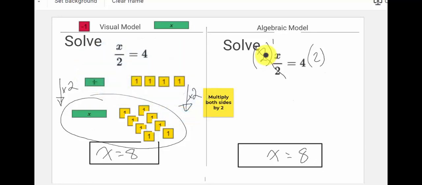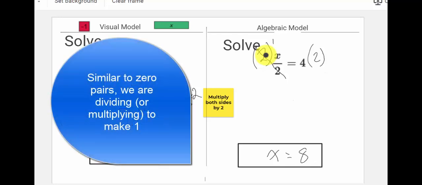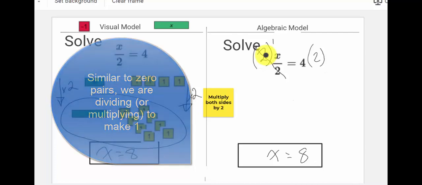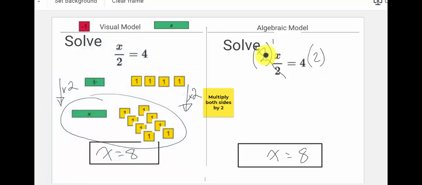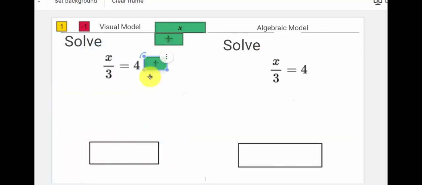So think about this, 2 divided by 2 is equal to 1. Like we did before, where we were zeroing out pairs with positive 1 and negative 1 making a 0, we're doing the same kind of idea in multiplication or division, where 2 divided by 2 is 1, and now we're left just with x on its own, because that was our goal, to have x on its own. Okay, very similar question then.